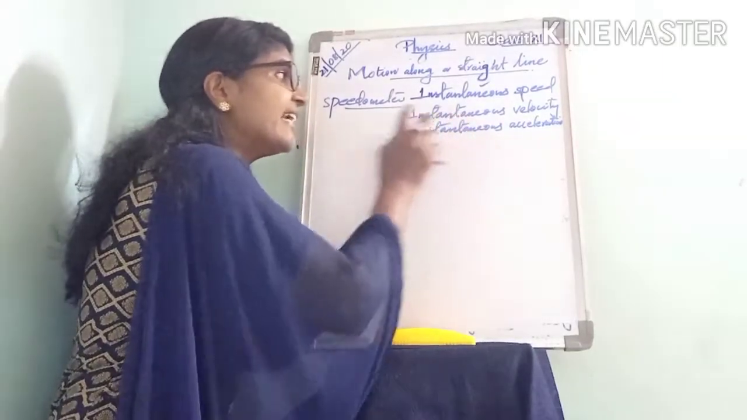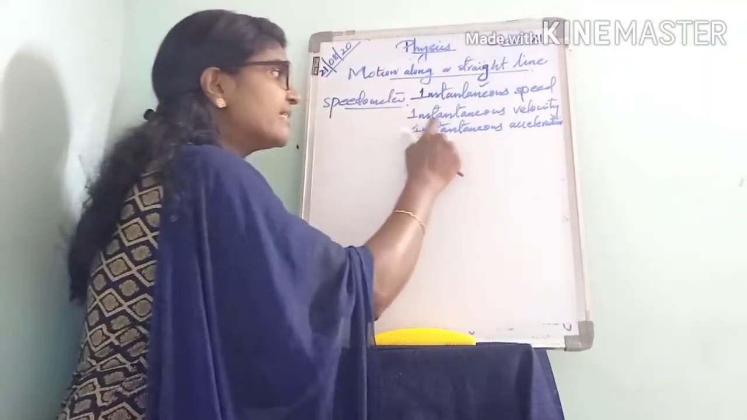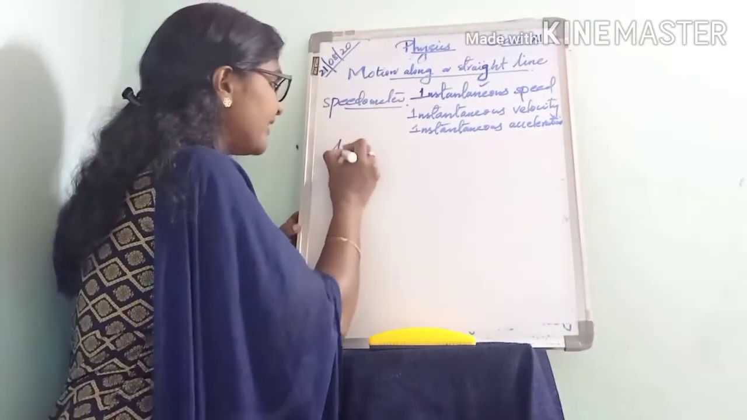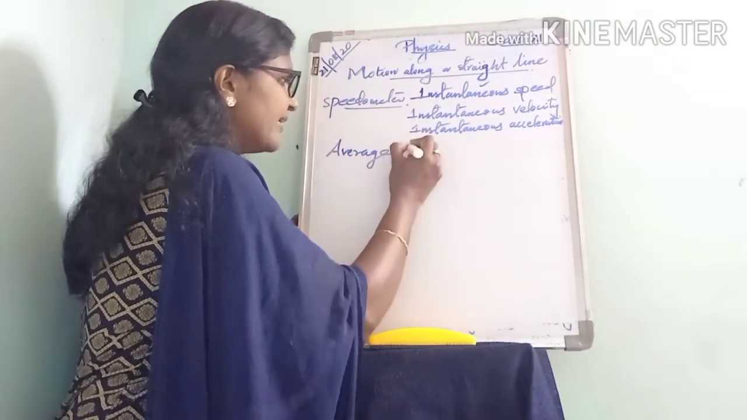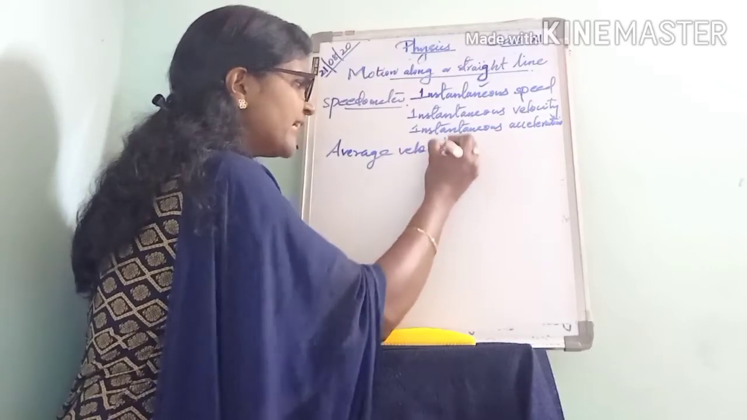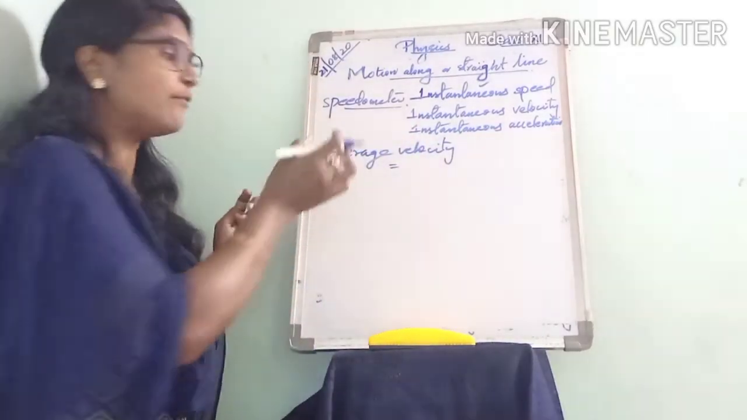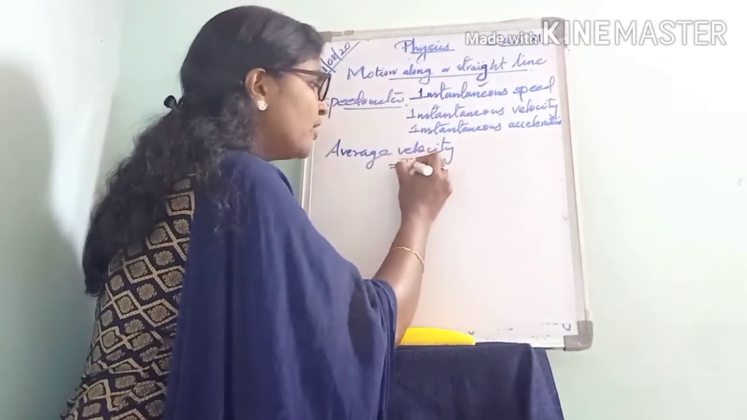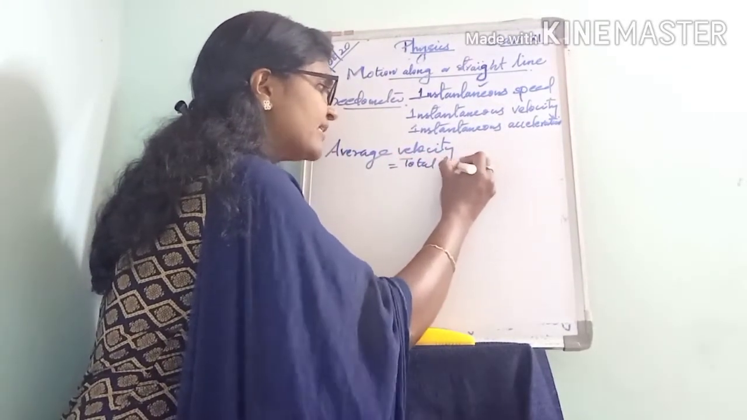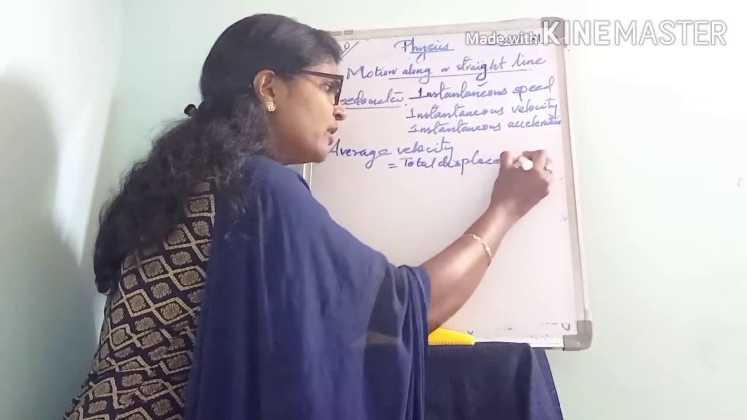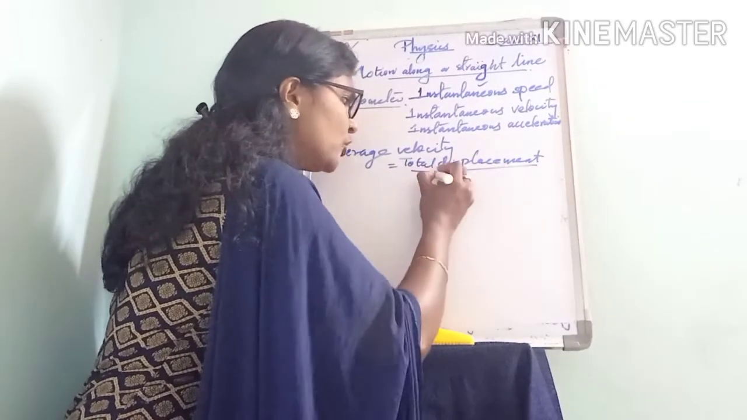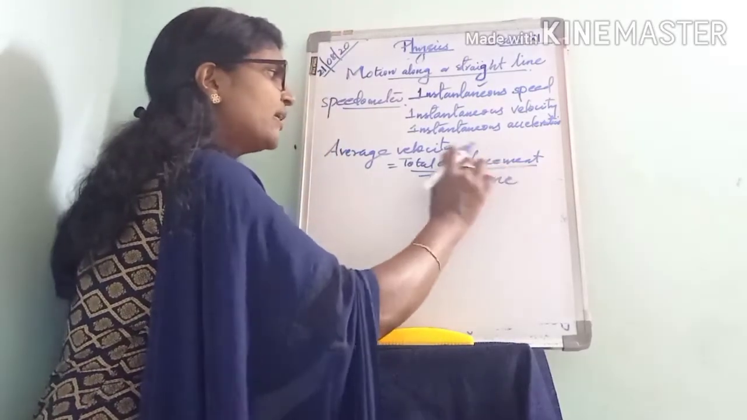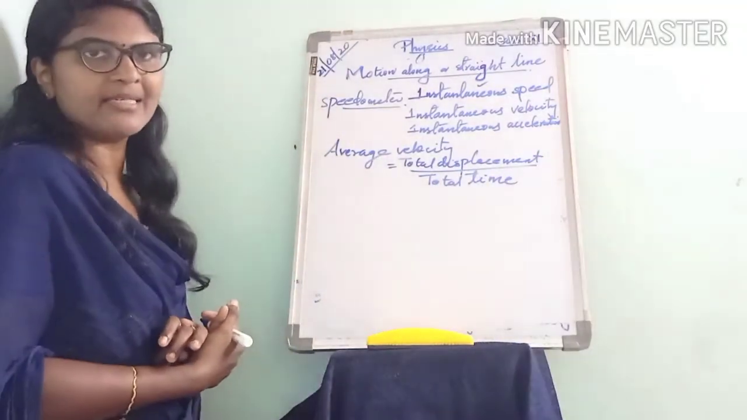The next is instantaneous velocity. Before that, we can see what average velocity is. Suppose an object moves with a variable speed, what do we have to calculate? Average velocity. Average velocity is the ratio of total displacement divided by total time.